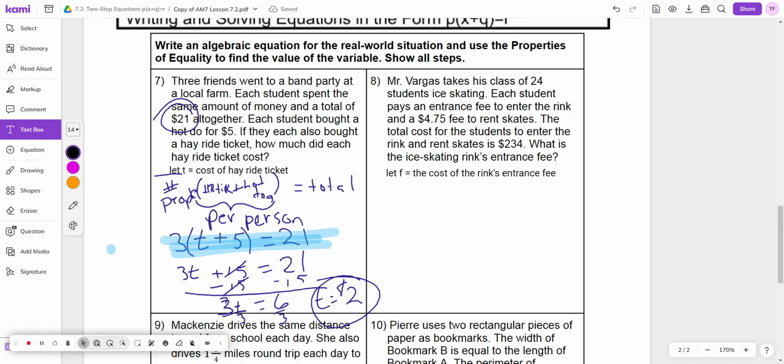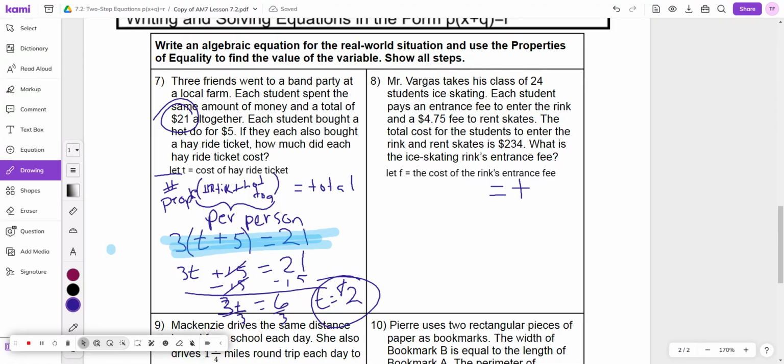So F is going to represent the cost of the entrance fee. Just like in the last question, I'm going to put my equals and my total. Right now we're just building it conceptually, and then we'll fill in with our numbers. What each person pays goes in the parentheses, per person, and then the number of people that are going is what's multiplied to it.